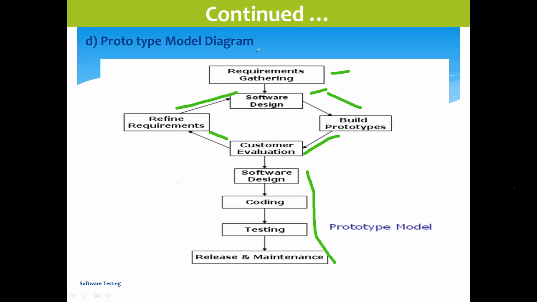So nowadays it is not used, this is also outdated, gone. Nowadays basically used are the agile model or incremental model only, and few projects or companies which are very small, they are using the waterfall model, which we discussed in the last class.